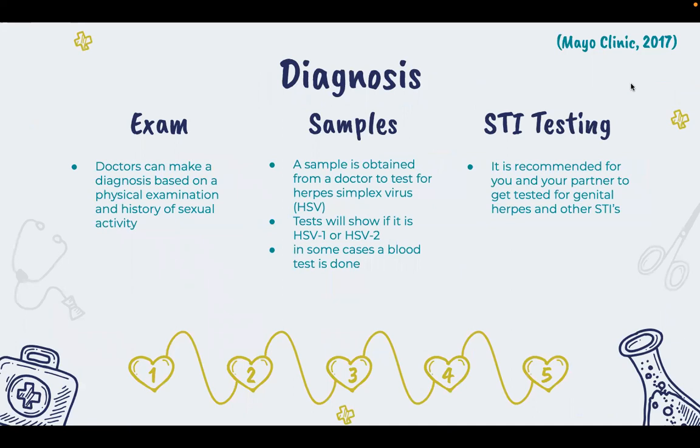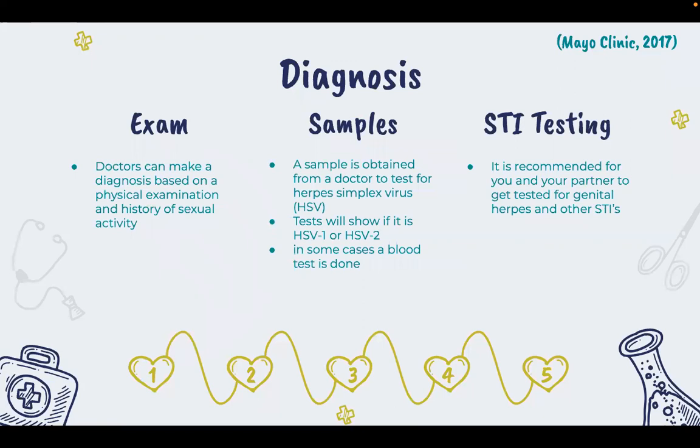The three common ways to diagnose this disease is through an examination, taking samples, and STI testing. During an exam, the doctor can make a diagnosis based on the appearance and the history of sexual activity the individual has. Samples may be taken to test for the herpes simplex virus during an exam. These tests will show if the individual has HSV1 or HSV2.